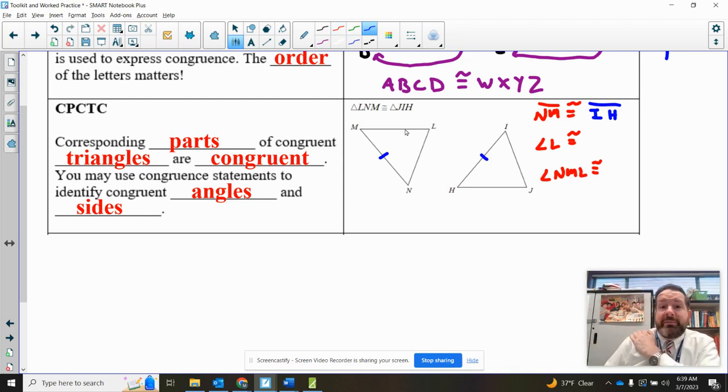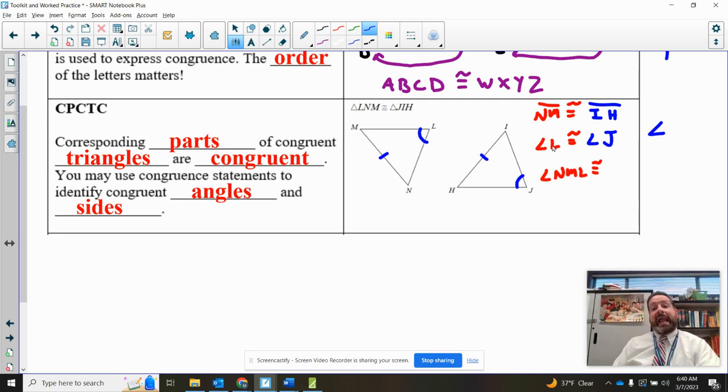With angles, you do the same thing. Angle L, there that is, angle L, that's the first letter in this triangle, matches up with the first letter in this triangle. That's going to be angle J. So congruent to angle J. The symbol we use for angle is kind of like it's flat on the bottom, and then it's got a little angle to it.